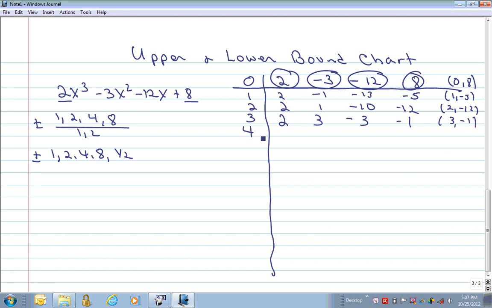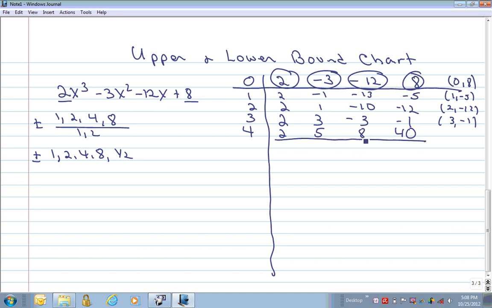All right, let's try 4. Bring down the 2. 2 times 4 is 8. 8 and negative 3 is 5. 4 times 5 is 20. 20 and negative 12 is positive 8. And 4 times 8 is 32, and 32 and 8 would be 40. Oh, well, it looks like we might have had an x-intercept in there. We actually have reached our upper bound. Our upper bound is all positive.